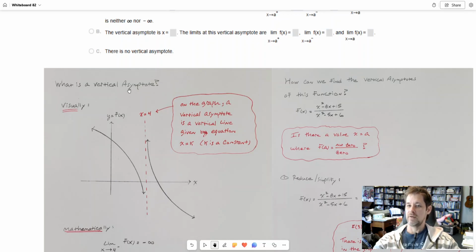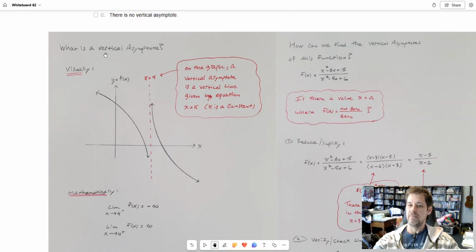So here's what I mean. As far as a vertical asymptote goes, I can think about it visually or mathematically. Visually, I'd say it's pretty simple. We don't have to do any deep analysis to figure out what a vertical asymptote is. It will look something like this. I have some graph here that's in pencil, y equals f of x, and I have this vertical line at x equals 4. It seems like the graph approaches the vertical line, getting closer and closer to it, as close as you can imagine, but never touching it. And that is indeed what happens here.